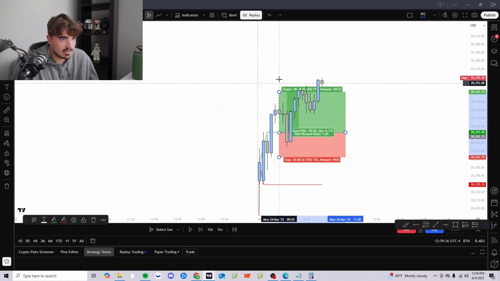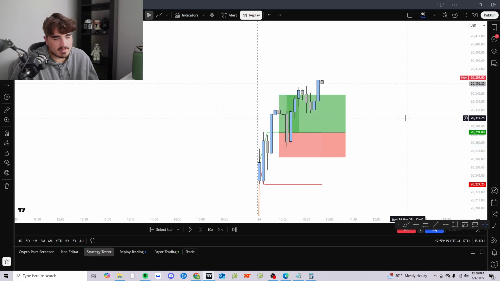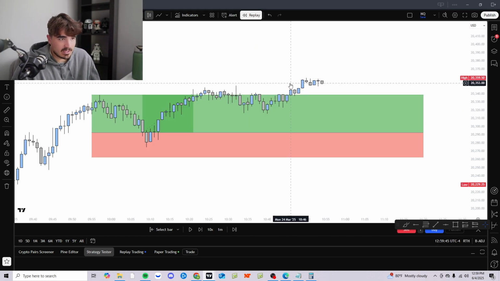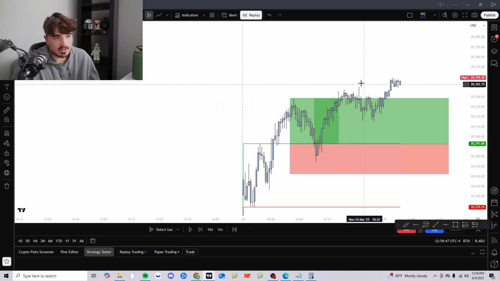Stop loss, 30 points. Sorry, I had it skewed anyways. I had it messed up anyways. Take profit, 46 points here. Stop loss is 30. Again, first take profit is going to be where it rejected to go down to ORB.